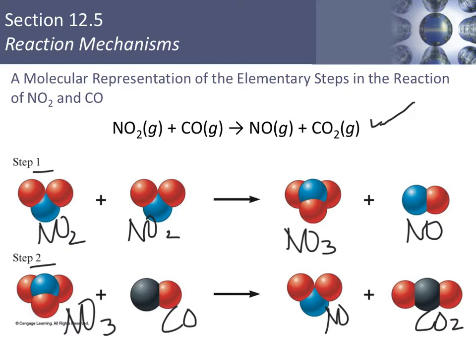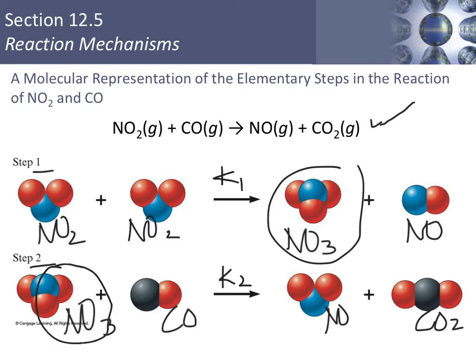So this mechanism has two elementary steps. Each step would have its own rate constant, so we'll call them rate constants 1 and 2. And in the first step, we make NO3. That's a product. But then in step 2, it's a reactant. So that's an intermediate. Okay, and we would cancel that out.